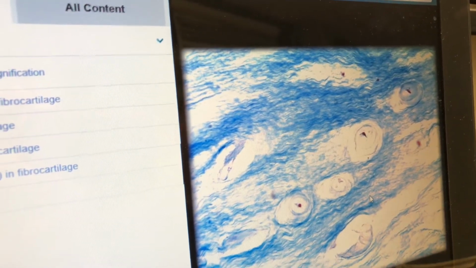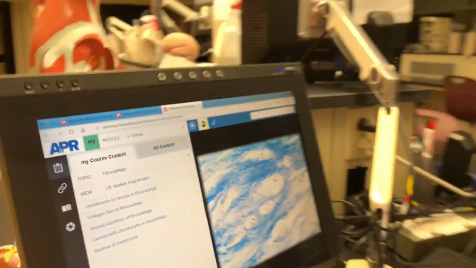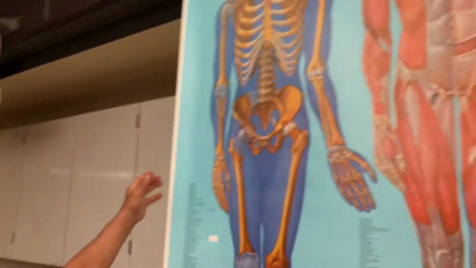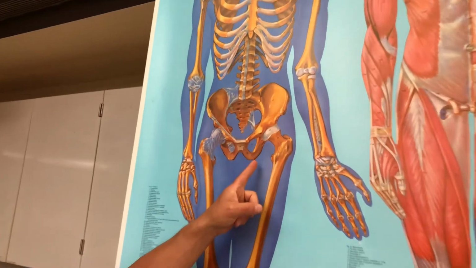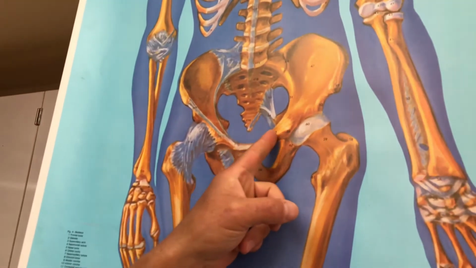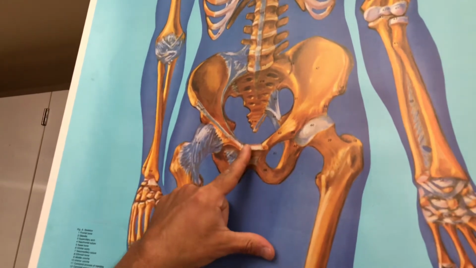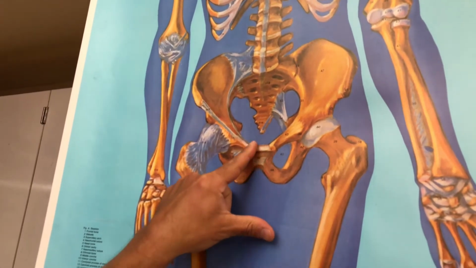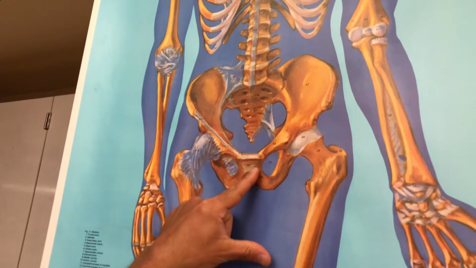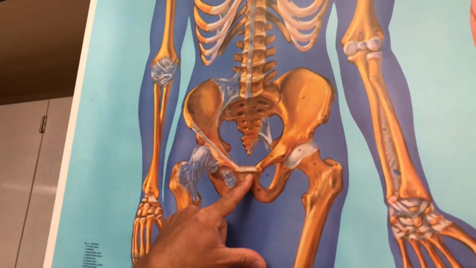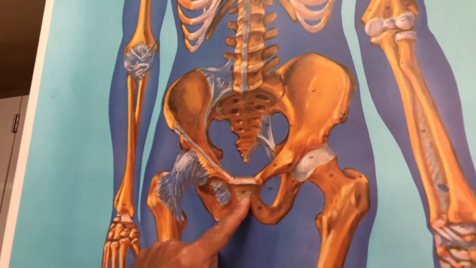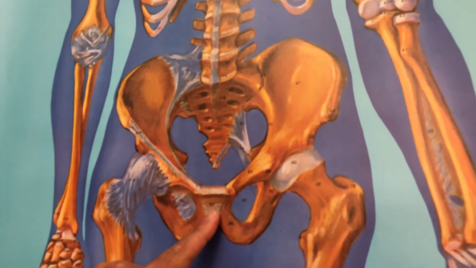Okay, now the locations for this one. The first one is the pubic symphysis. It's the joint that is formed when the two hip bones meet anteriorly. There's a large piece of cartilage found between those two bones, and that is the pubic symphysis. That's where we find fibrocartilage.